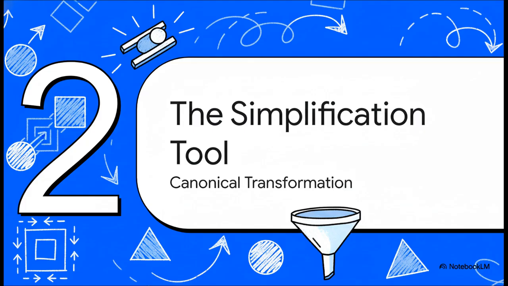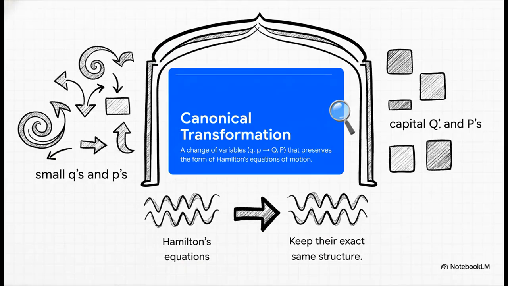We're talking about the canonical transformation itself. So what is this thing? Really, it's just a special, very carefully chosen change of variables. We're swapping our old set of coordinates and momenta, the little q's and p's, for a brand new set, the big Q's and P's. But here's the absolute magic trick. We do it in such a way that the fundamental laws of motion, what we call Hamilton's equations, keep their exact same form. The rules of the game don't change one bit.